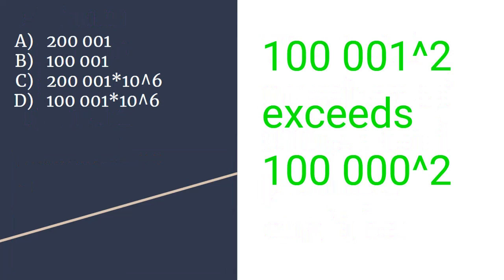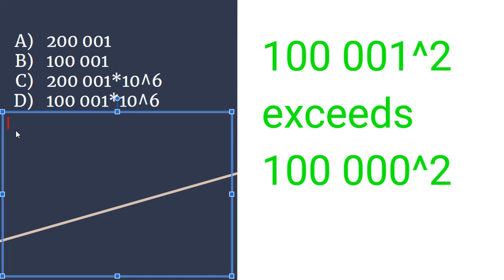Our next question is, 100,001 to the power of 2 exceeds 100,000 to the power of 2, and we have to figure out how much it exceeds it by. So another way of writing this equation is like this. And then we want to subtract that by this. And this is just the numbers after we multiply itself by another time because of the powers of 2. And then that would equal, and the answer would be 200,001. So our answer will be A.